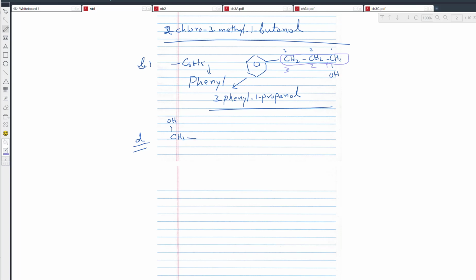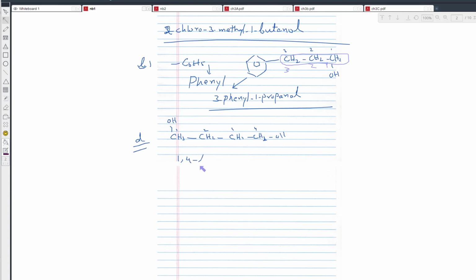How many carbons are in the main chain? 4. Now the old method, which your book is using, doesn't matter from where we give the number, right or left. So it's 1, 2, 3, 4. I can say it's butane, but we have 2 OH, so I'm writing 1 and 4, 1 comma 4.